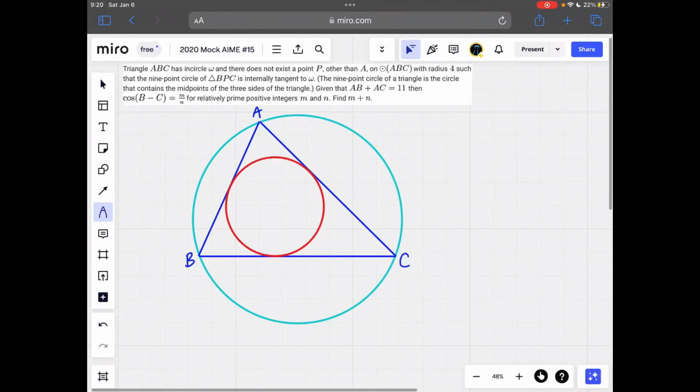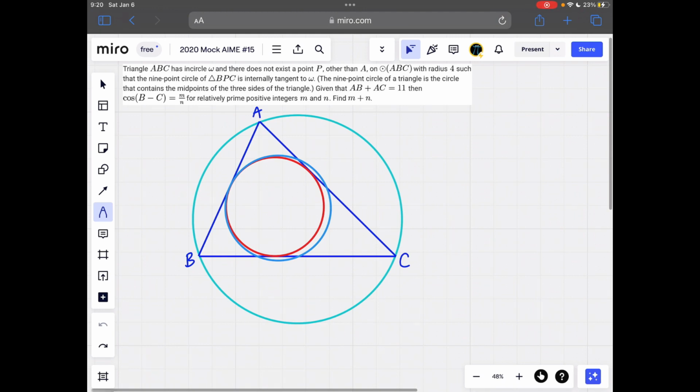Triangle ABC has incircle omega, and there does not exist a point P other than A on the circumcircle with radius 4, such that the 9-point circle of triangle BPC is internally tangent to omega. The 9-point circle of a triangle is the circle that passes through the midpoints of its three sides. Given that AB plus AC equals 11, then cosine of B minus C equals m over n for relatively prime positive integers m and n. What is m plus n?